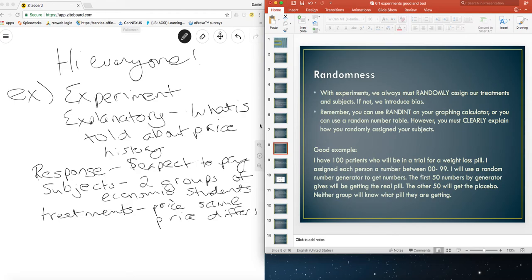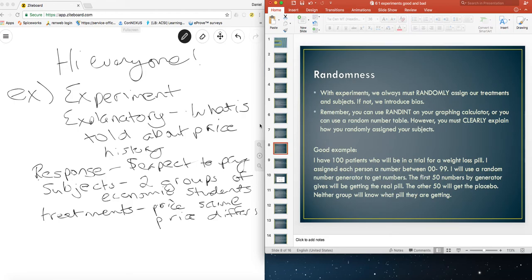And if you remember, on your TI-84, you can use random integer or the randInt command to get a random number. There's also the random number table in the back of your book. So anytime you randomly select somebody, you need to tell me, okay, I'm using the calculator or I'm using the back of the book.